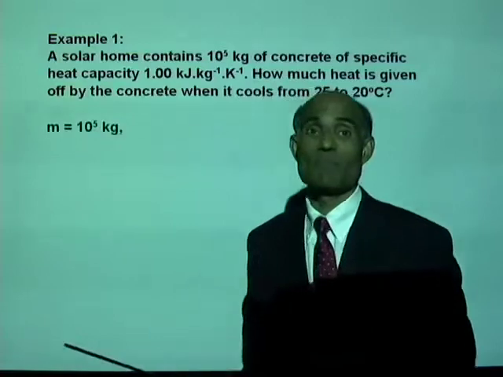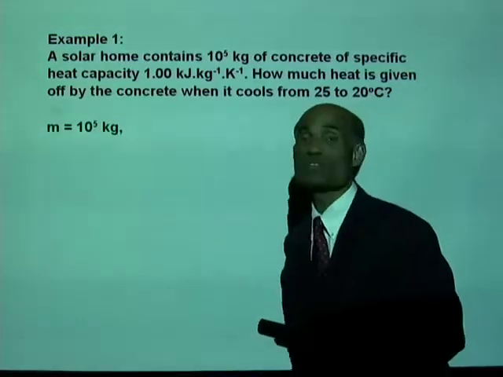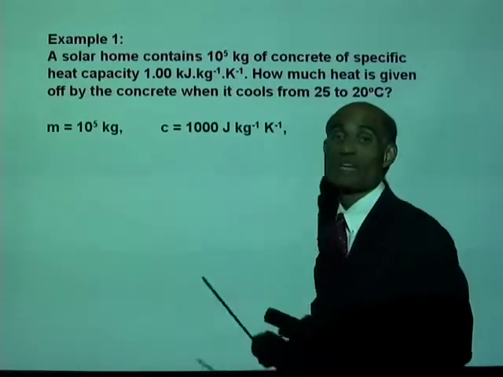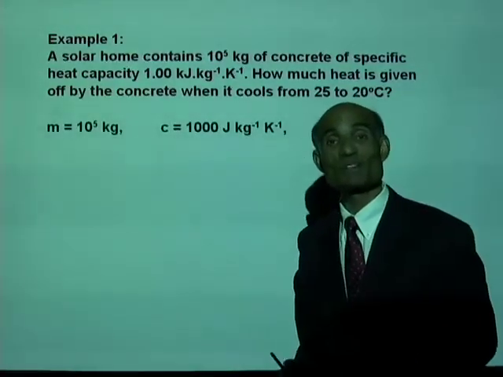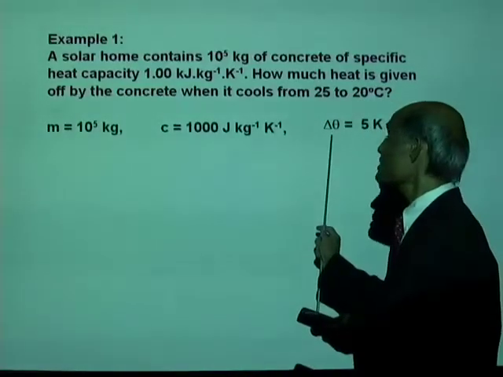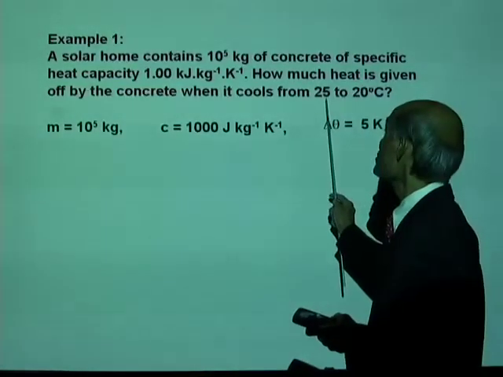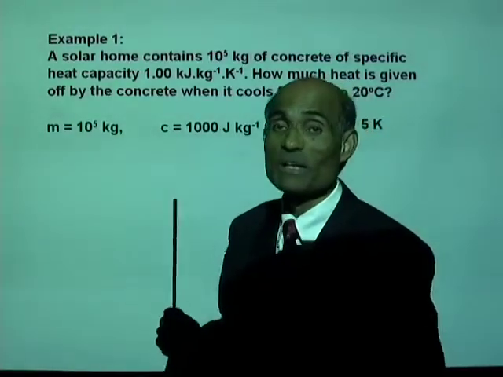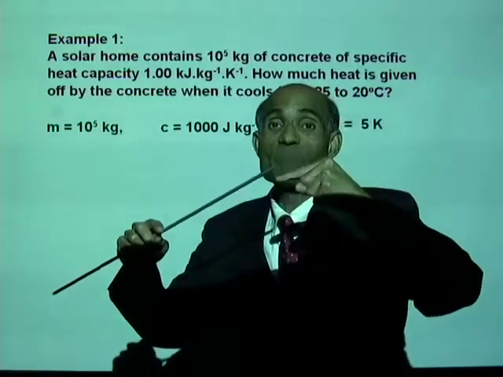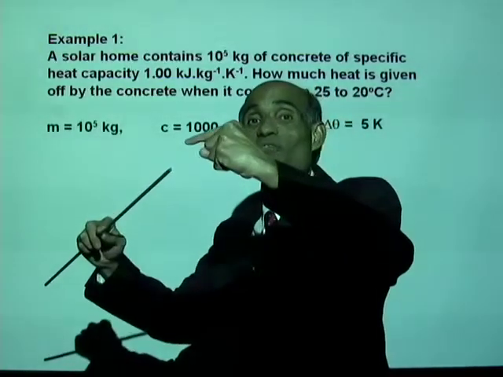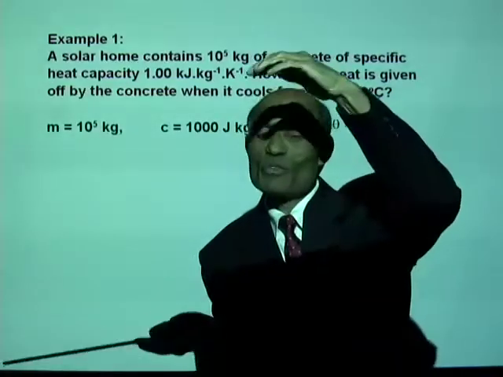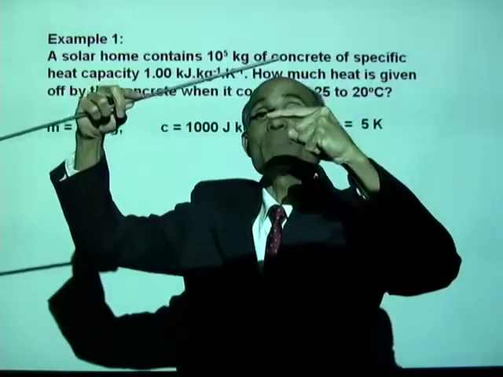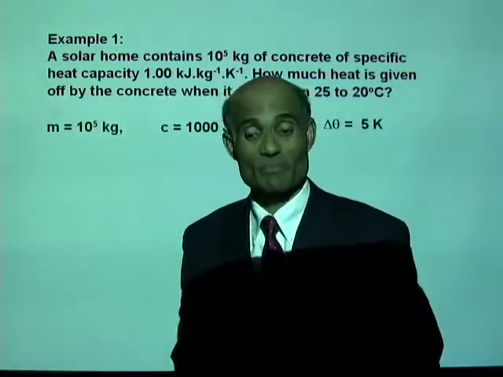Alright, let's pick the data. Mass of the concrete is 10 to the power 5 kilogram. The specific heat of that substance is 1000 joules per kilogram per Kelvin. The change in temperature delta theta is 25 minus 20, which is 5 Kelvin. Now remember, the temperature interval 5 degrees Celsius is the same as 5 Kelvin. Although their starting points are different, the intervals are the same in Celsius and Kelvin.